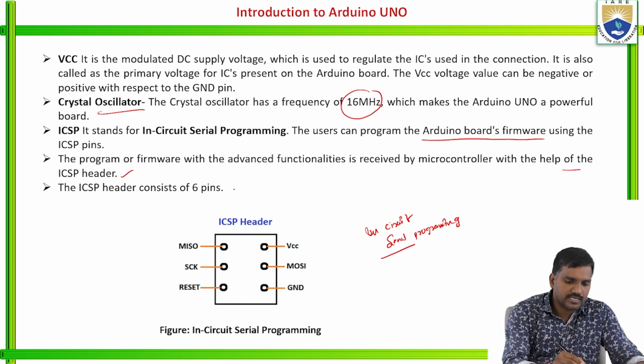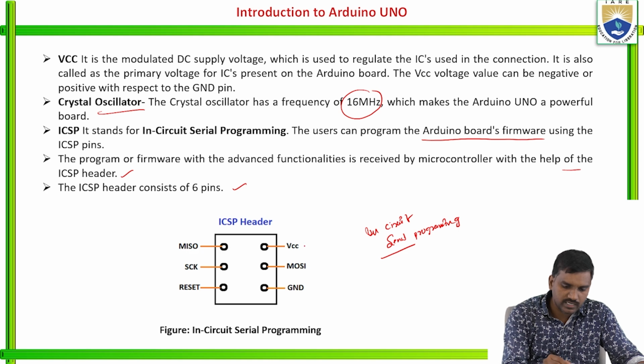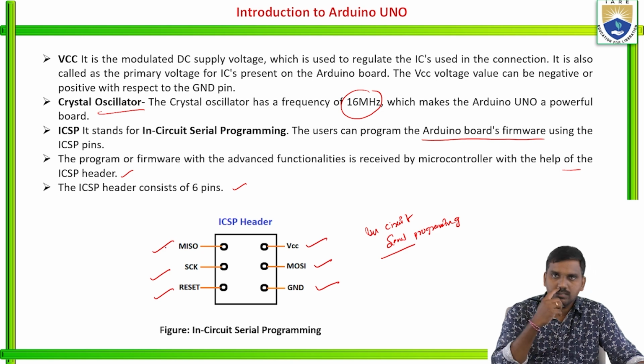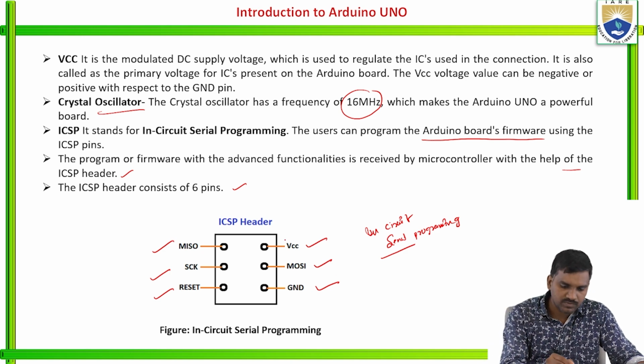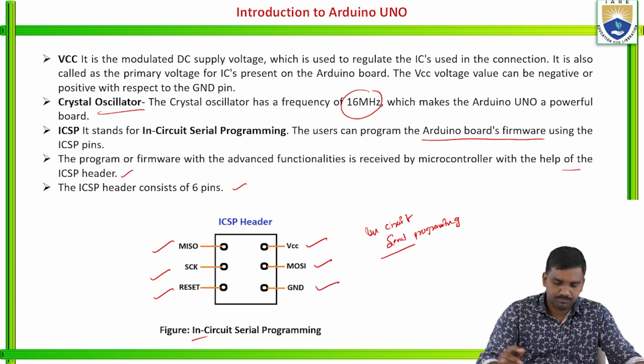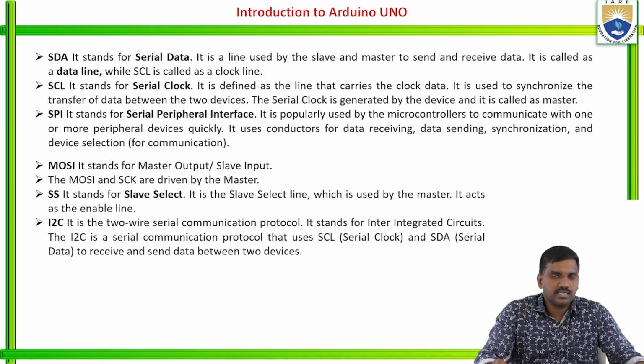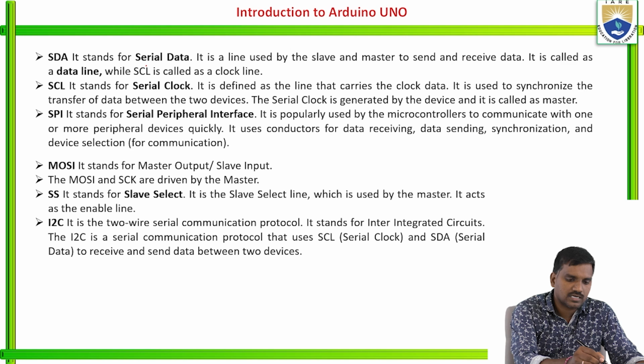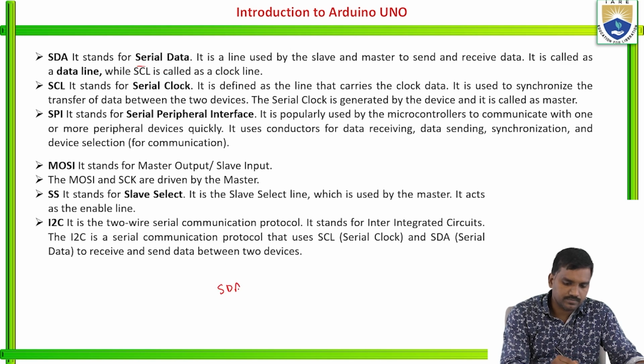Next, the ICSP header consists of 6 pins: VCC, MOSI, ground, reset button, serial clock, and master in slave out. So this is the structure of the in circuit serial programming header pins. Next one, SDA stands for serial data, and SCL for serial clock.